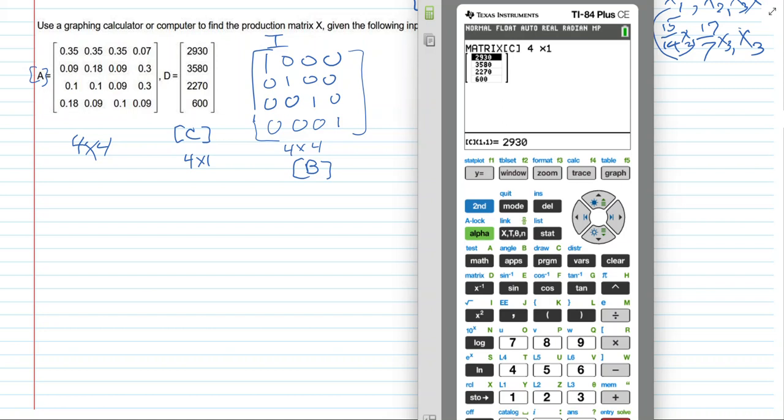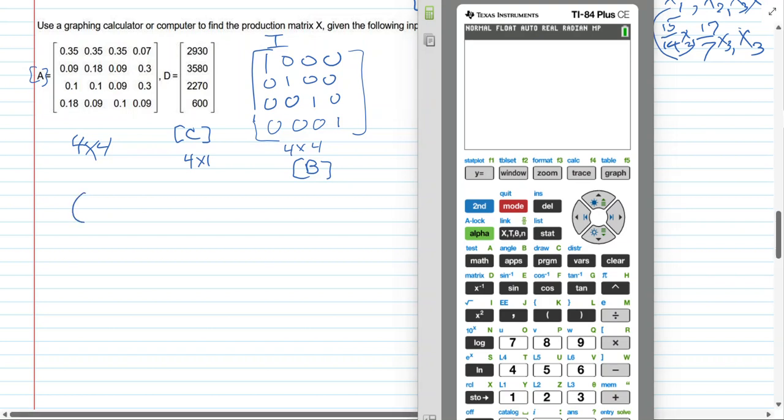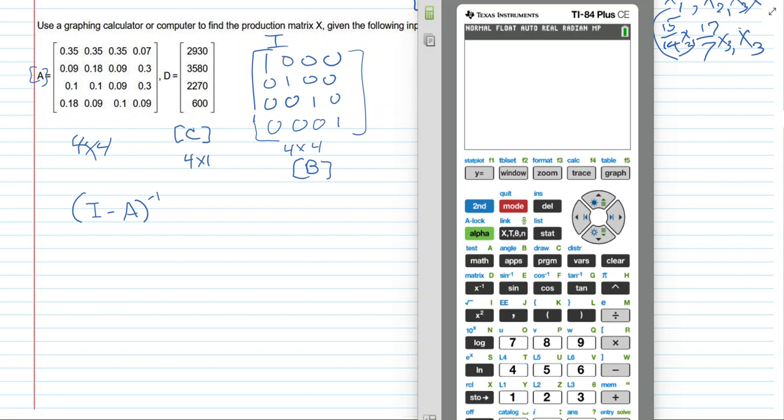All right. So I'm going to go to my home screen by doing a second quit, and I'm going to name these. Now remember, this is going to be, let me write it down, I minus A inverse times D. And of course, I'm going to be using what I have. That's going to be our B matrix minus our A matrix. And then that's going to be our x inverse key. And then our C matrix. All right, here we go.